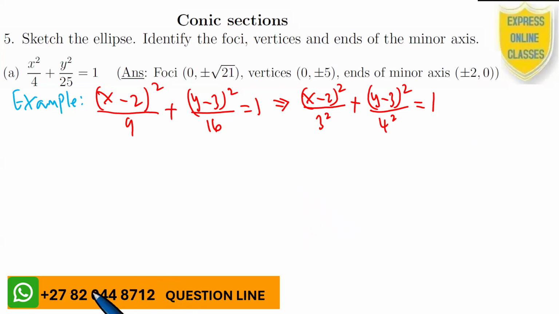At this point, we know that it must be B less than A. A is always the biggest one. Which one is the biggest one here? The biggest one is 4, which means that A is 4 and then B is 3, because always B less than A. So you choose A to be the biggest one, which is 4. With this, we're going to sketch this. But where are we going to have the foci of this?